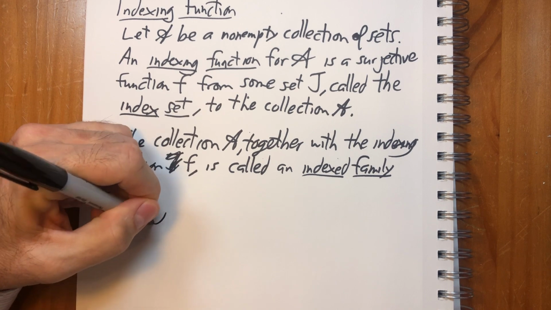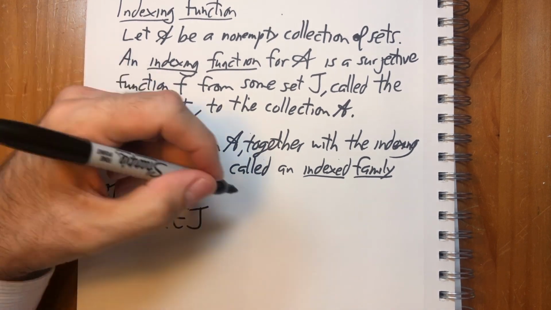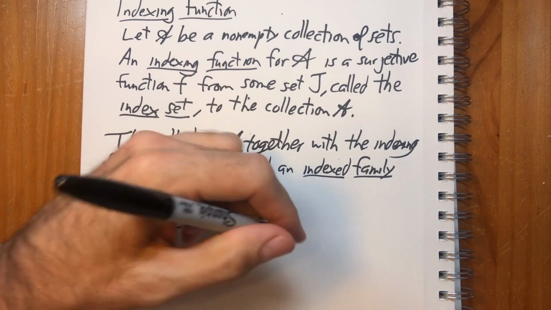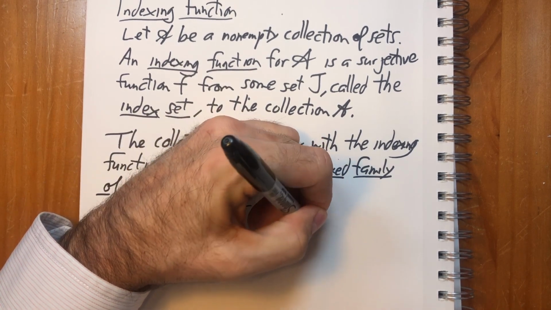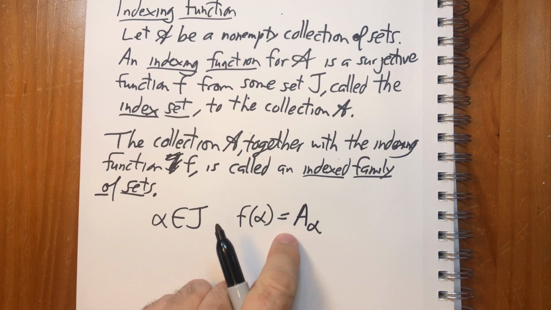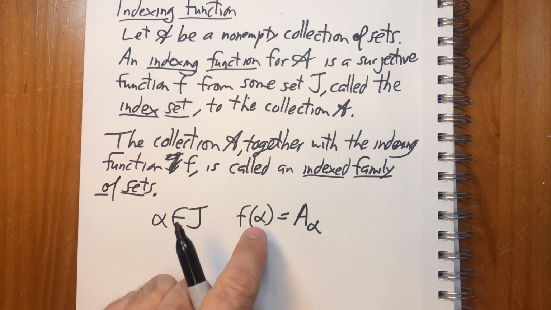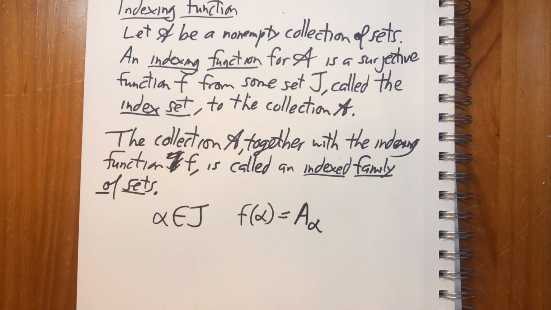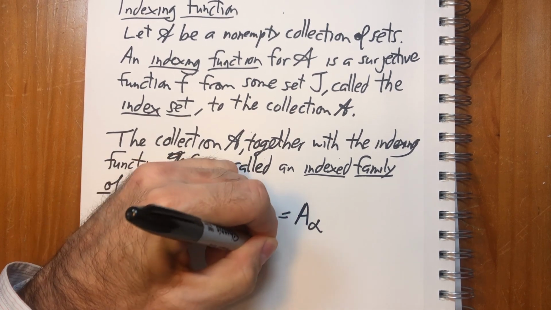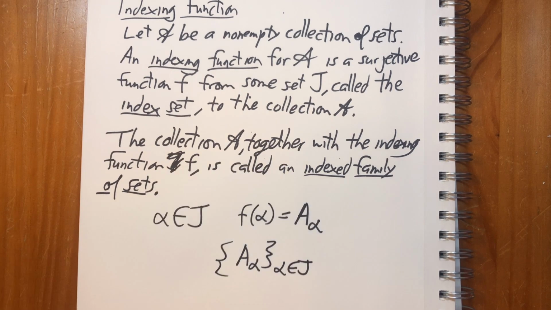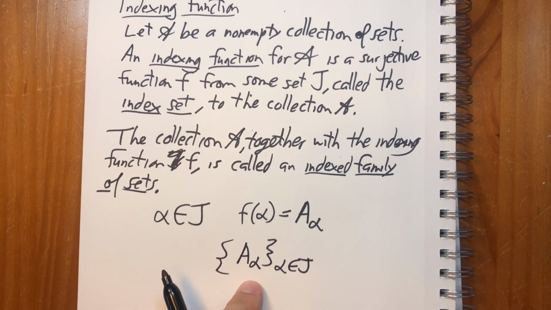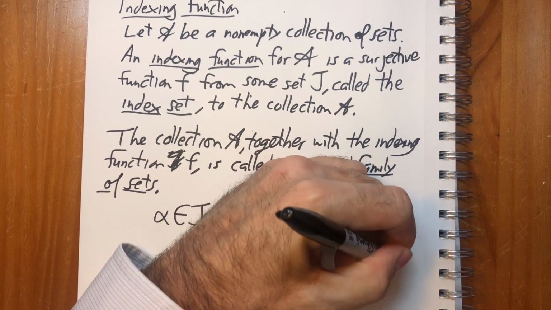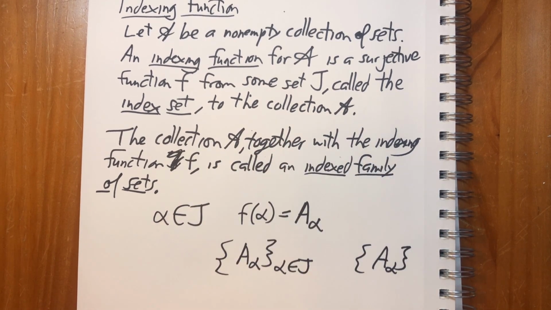Okay, so given alpha, an element of J, we will denote f at alpha by the symbol A alpha. So this A sub alpha is just shorthand for saying we're taking f at alpha. We'll denote the indexed family itself by this symbol, which is read the family of all A sub alpha as alpha ranges over J. And then sometimes we can just write A sub alpha without the J if it's obvious what the J is.